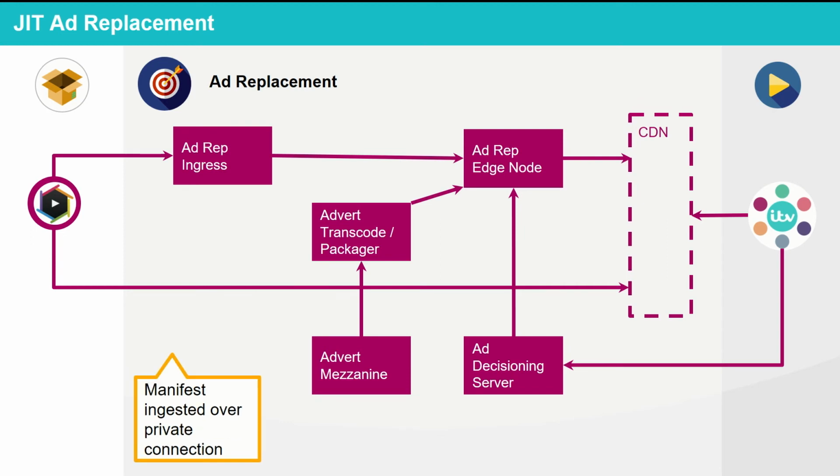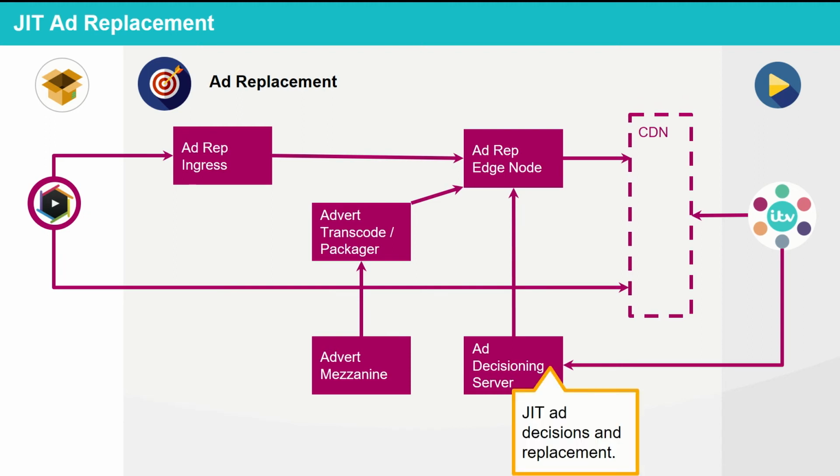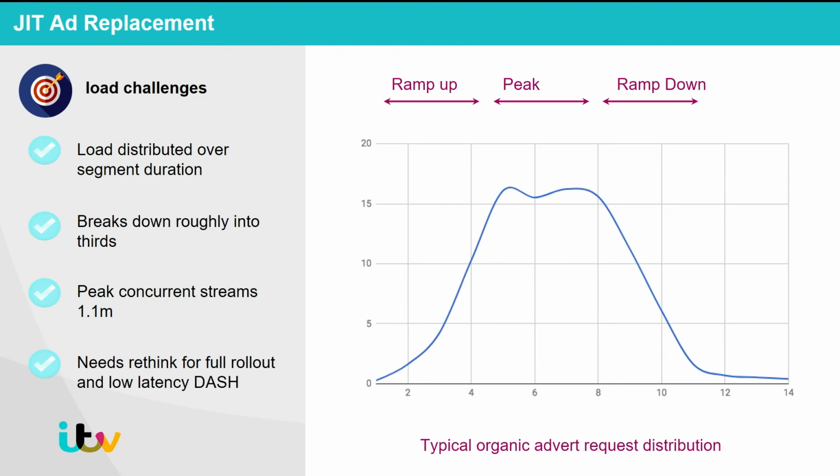So the manifest is ingested from the origin via a private connection and is being looked at. Do we have any ads coming up? And when we get an ad coming up, it triggers some logic. At this point in time, as I said, the decisions are being made on the fly on each edge node in the ad replacement system. A VAST request is made and a VAST response is returned, and the decision is made on the fly for every single viewer. So that leads to some interesting load challenges, and this afternoon's second graph.